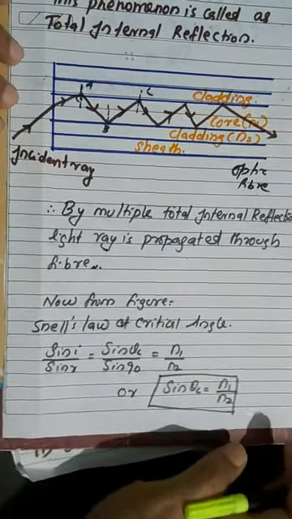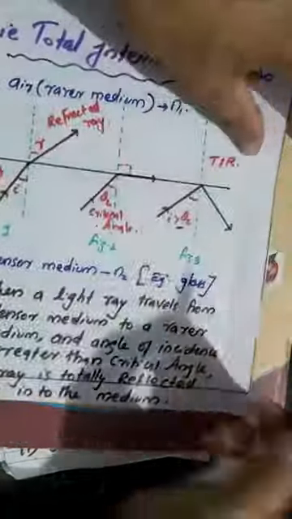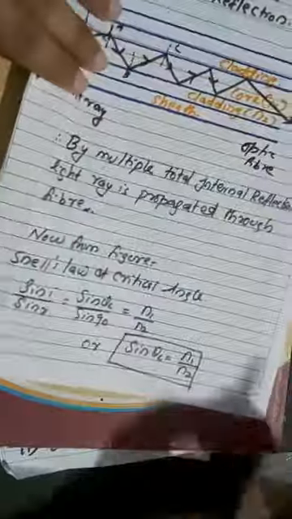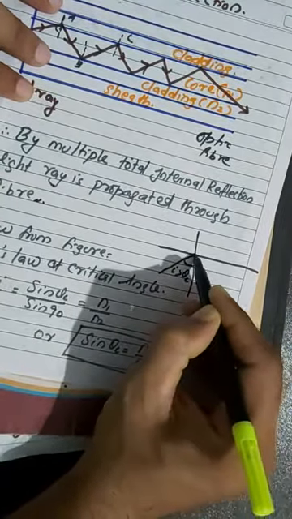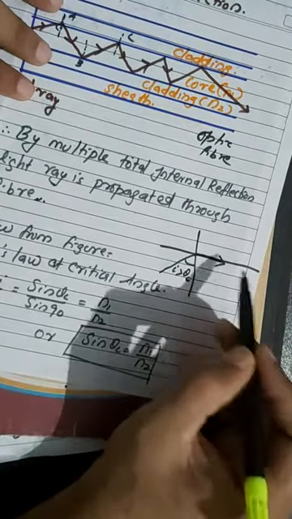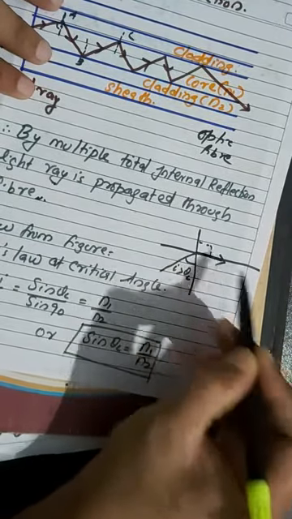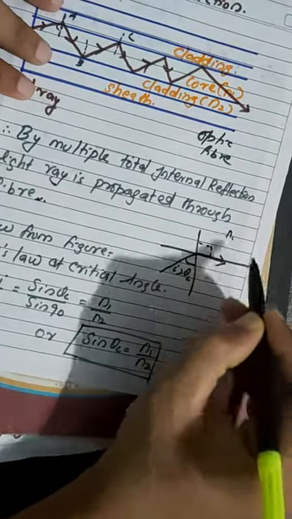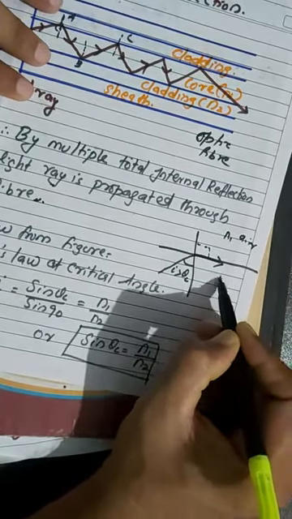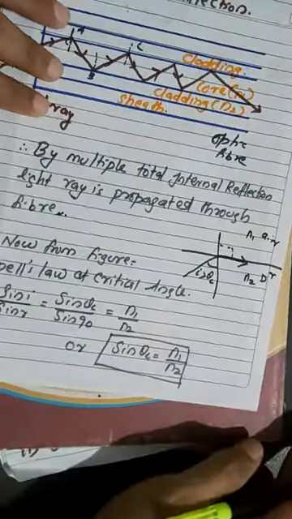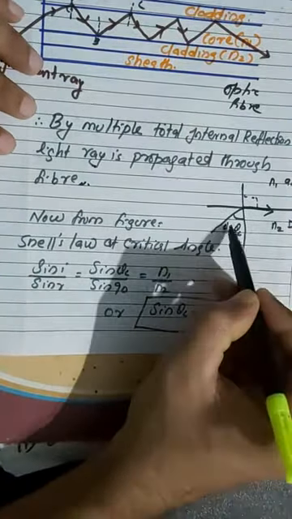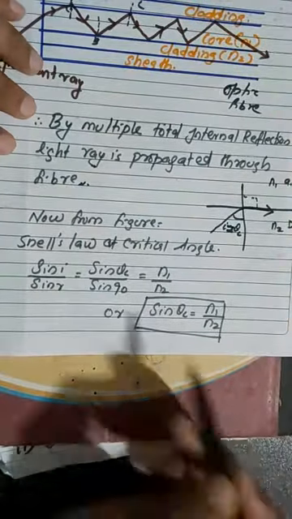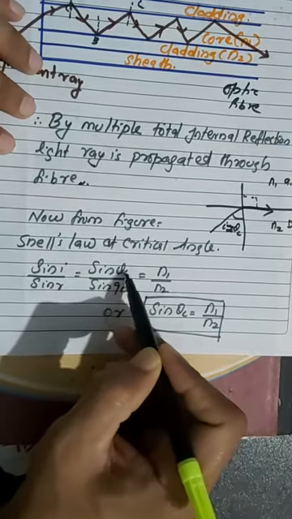Now from the figure we know this. Reading this figure: if the angle of incidence I is equal to theta c, the refracted ray travels along the surface, so the angle of refraction is 90 degrees. This is the rarer medium, its refractive index is n1. This is the denser medium, its refractive index is n2. If we apply Snell's law, we have sin I by sin r. The angle of incidence is equal to theta c, so it is sin theta c.